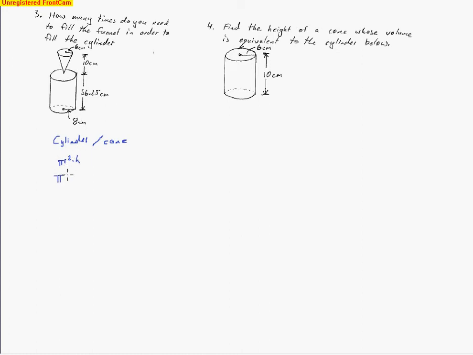So I'm going to do pi times the radius, which is 6 squared, times by the height, which is 10. Oops, I'm looking at the cone, so let's fix that. I should be looking at the cylinder. So the cylinder has a radius of 8 squared times by 56.25. And we'll go ahead and do some work there. So pi times by 64 times 56 and 25/100ths.